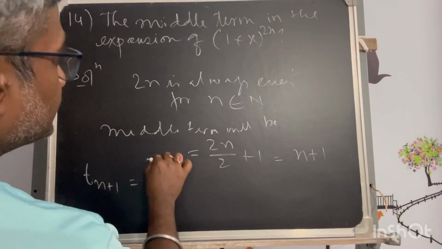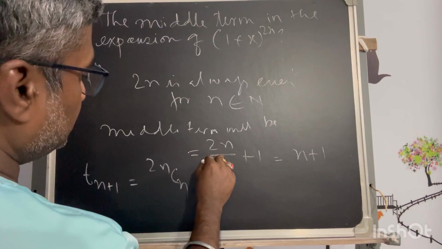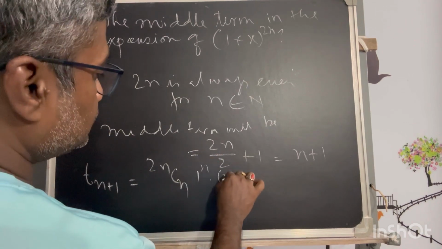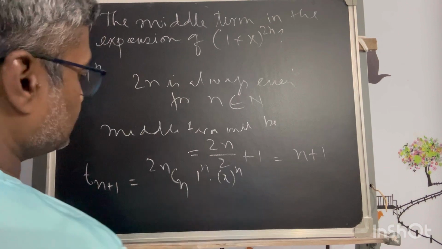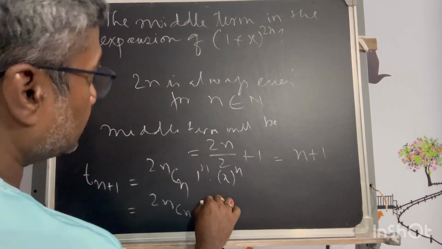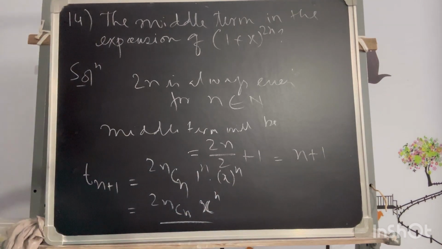So this will be 2nCn, 1 to the power 2n minus n, that is n, and x to the power n. So this will be 2nCn and x to the power n. This will be your answer.